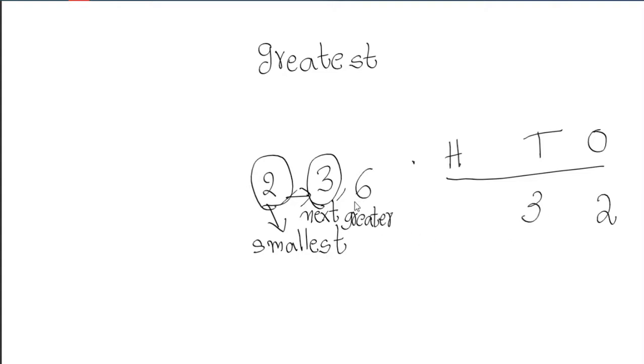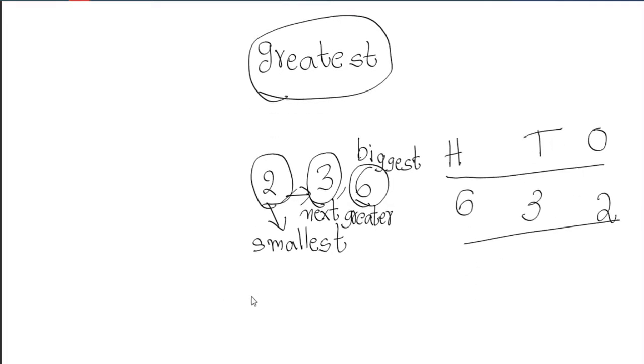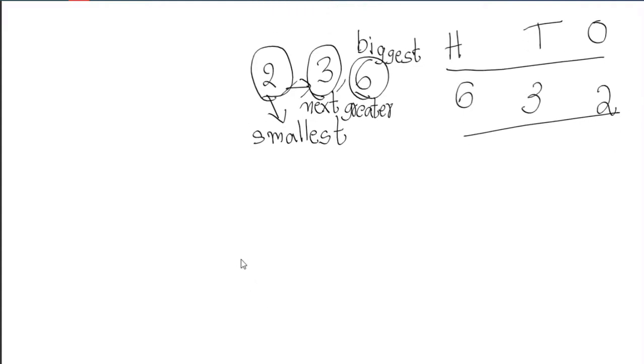And which number is left? 6. This is the biggest number, so you write it in the hundreds place. So what is that number? 632. By using 2, 3, 6 we can create this greatest number, 632. Okay children, let's move on to another example. The second example, children.